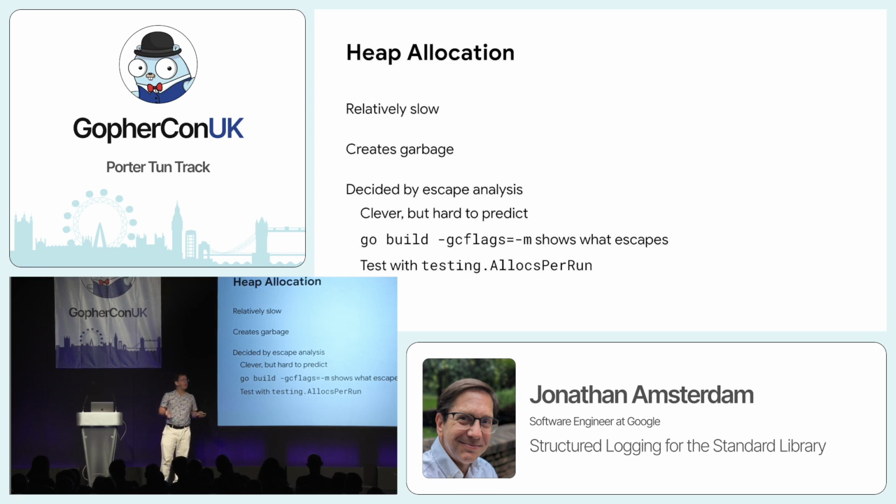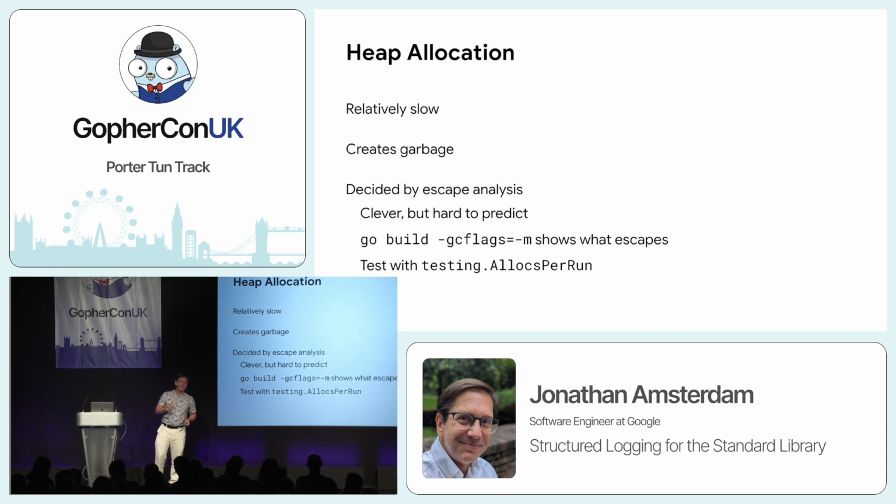Escape analysis is very clever, but it's hard to know what it's going to do. So that's where this -m flag I mentioned comes in. If you compile with the -m flag, the compiler will tell you whether something escapes or not, whether it thinks something escapes. It's a static analysis, so it's conservative. If it says something doesn't escape, it doesn't. But if it says something does escape, it may or may not escape. It may just not be able to prove that it doesn't escape. So it's sensitive to how you write your code.